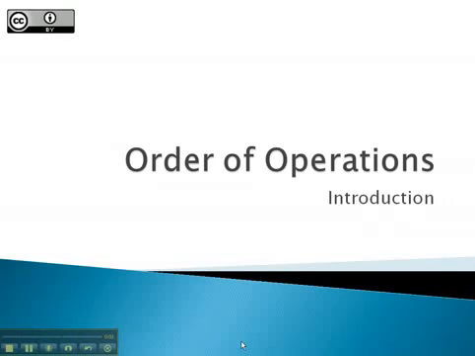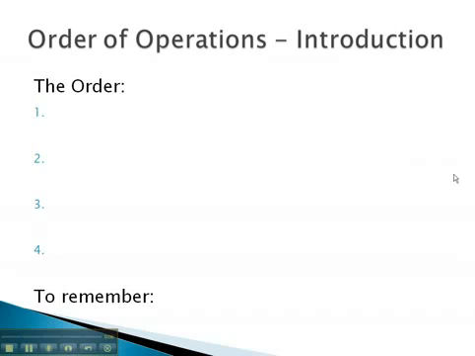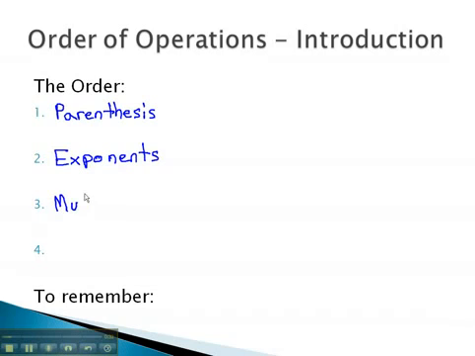In this video, we're going to take an introductory look at how to solve problems by using the order of operations. The order of operations tells us in what order we need to simplify an expression. We start by simplifying the parentheses. After the parentheses are simplified, next we look at the exponents. After the exponents in a problem are simplified, next we look at any multiplication or division.